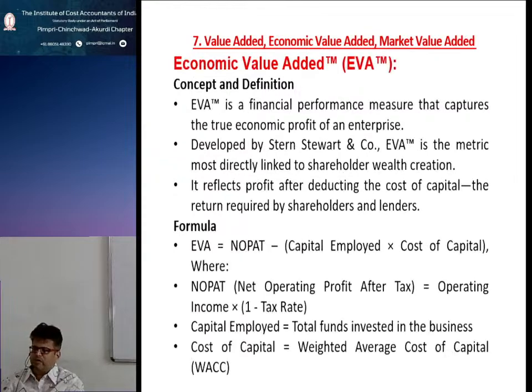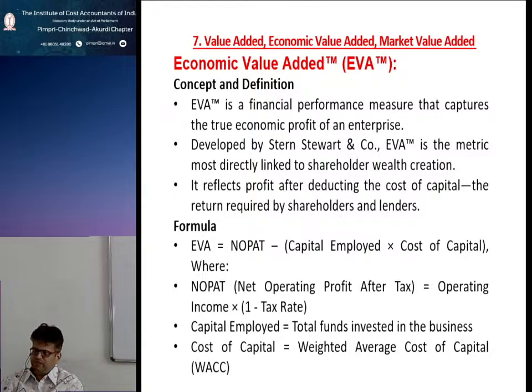Economic value added, EVA, is a financial performance measure that captures the true economic profit of an enterprise. This concept was developed by Stern Stewart and Company, therefore it is a trademark. EVA is the metric most directly linked to shareholder value creation, and it reflects profit after deducting the cost of capital, the return required by shareholders and lenders.